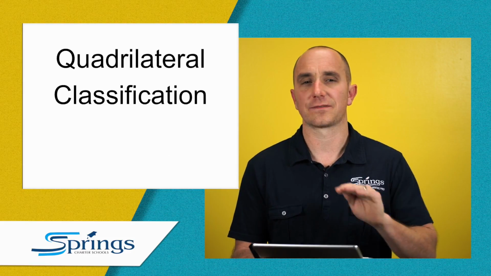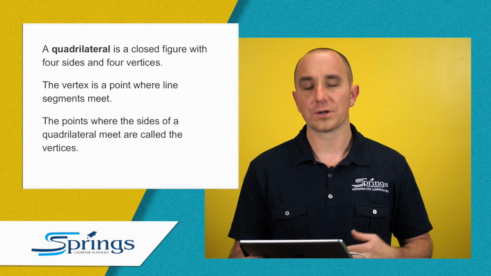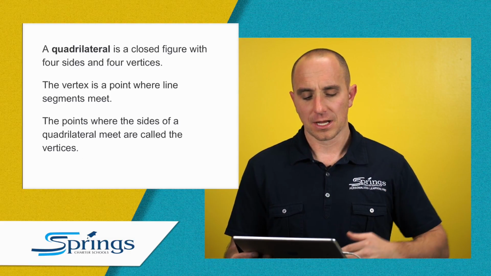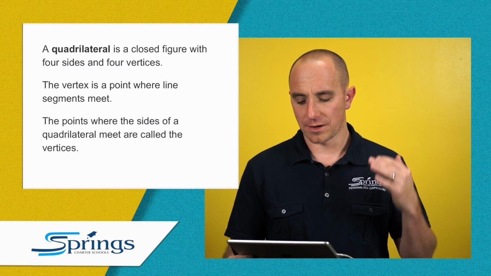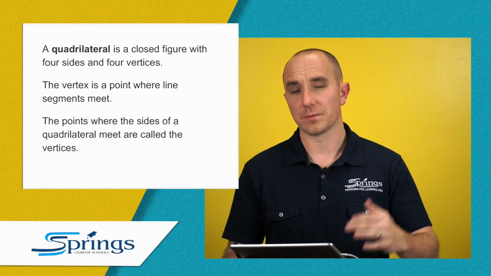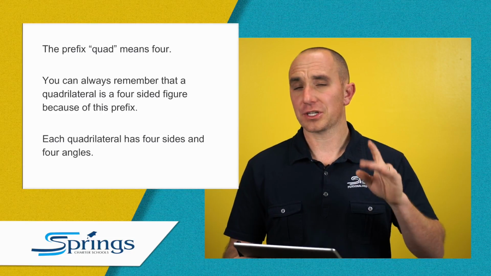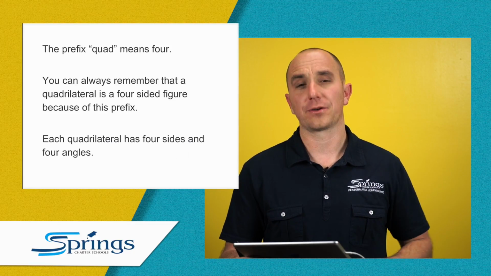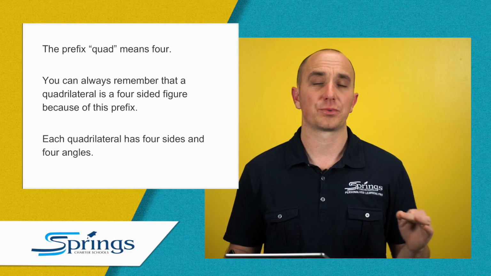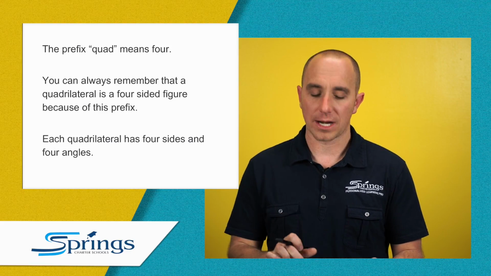Okay, so now let's classify the quadrilaterals. So a quadrilateral is a closed figure with 4 sides and 4 vertices. So the vertex is a point where the line segments meet. The points where the sides of the quadrilateral meet are called the vertices. Now, the prefix quad means 4, so keep that in mind. So you can always remember that a quadrilateral is a 4-sided figure because of this prefix, quad. So each quadrilateral has 4 sides and 4 angles.